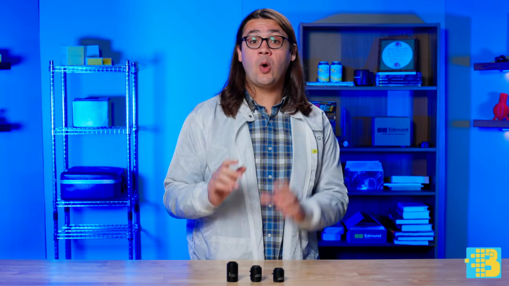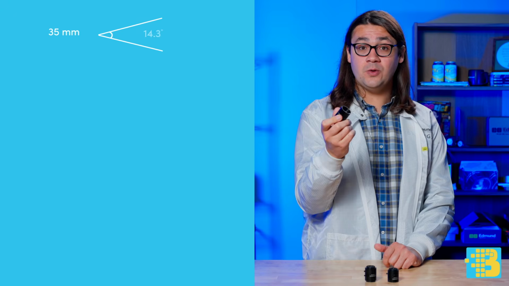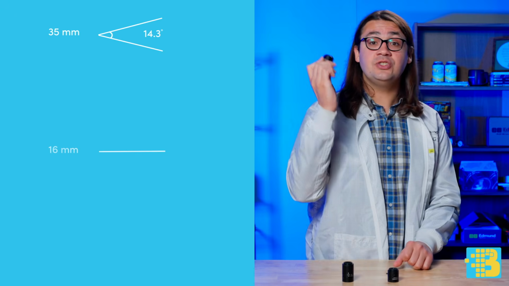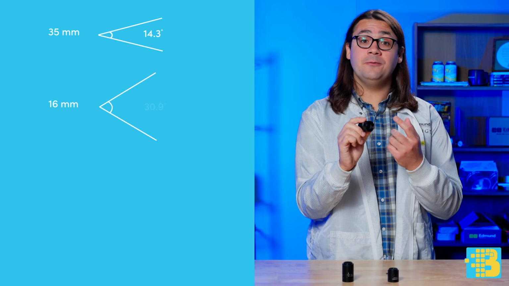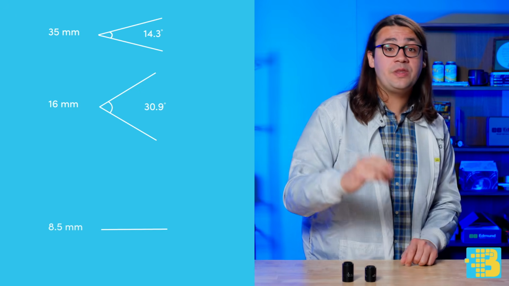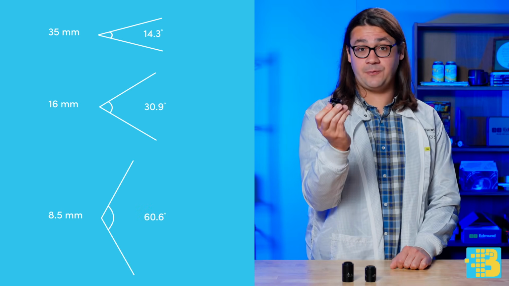While the conventional way is to refer to the focal length in millimeters, this can be difficult to understand from a field of view perspective. What you should keep in mind is that the angular field of view and the focal length value in millimeters scale linearly. For example, on a 2/3 inch sensor, this 35 millimeter lens has an angular field of view of around 14.3 degrees. If we shorten our focal length by about half to 16 millimeters, our angular field of view expands to 30.9 degrees. Now, if we repeat this again with an 8.5 millimeter focal length lens, we'll see the same, with this having around 60.6 degree field of view.